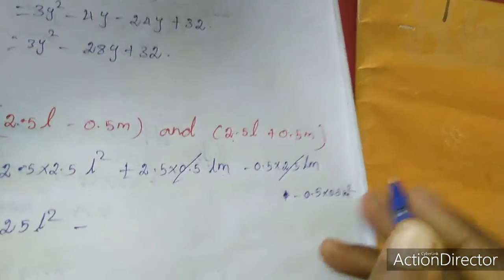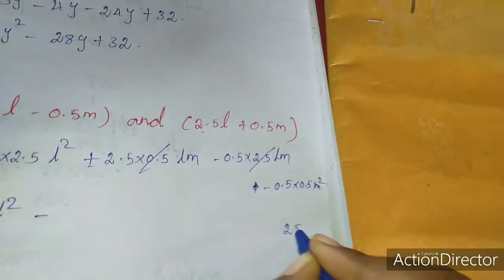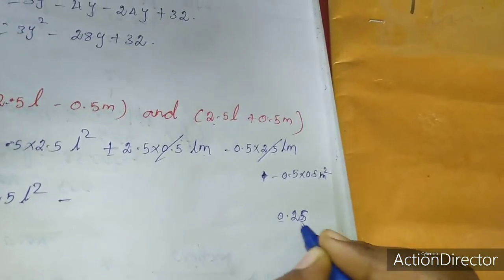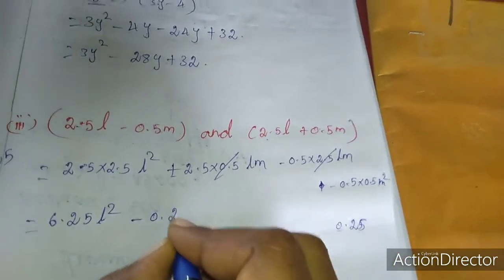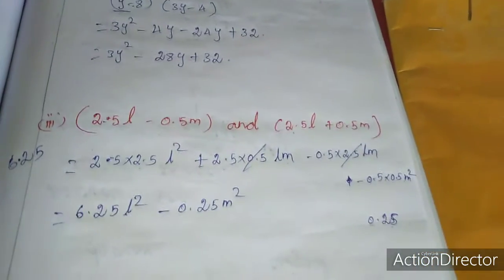Here minus 0.5 into 0.5. Just leave the dot, it means 5 into 5, 25. Here one digit, here one digit, so two digits before the dot means 0.25. So 0.25 m square. This is the answer for the third sum. Now we will move to the fourth sum.